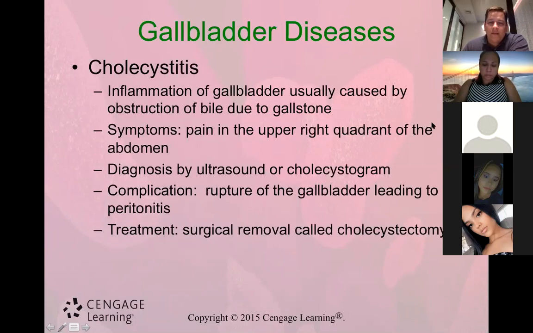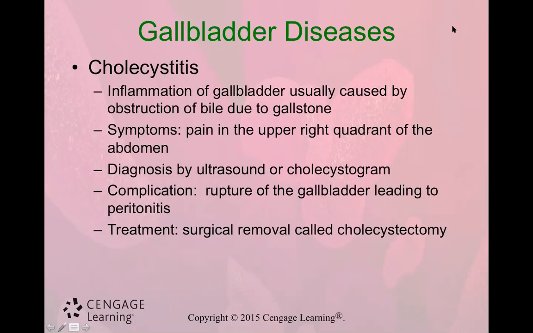For gallbladder diseases, cholecystitis: you get inflammation of the gallbladder, usually caused by obstruction of bile due to a gallstone. The symptoms are pain in the upper right quadrant of the abdomen. The diagnosis is by ultrasound or cholecystogram. One complication is rupture of the gallbladder leading to peritonitis. The treatment is surgical removal called cholecystectomy.